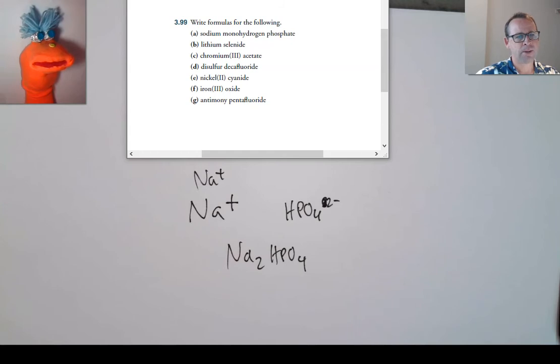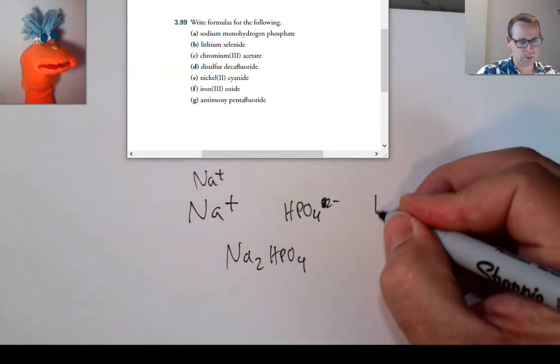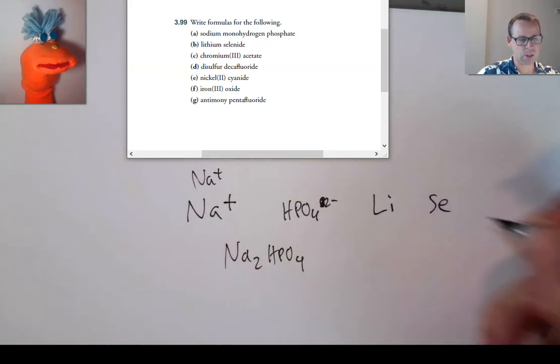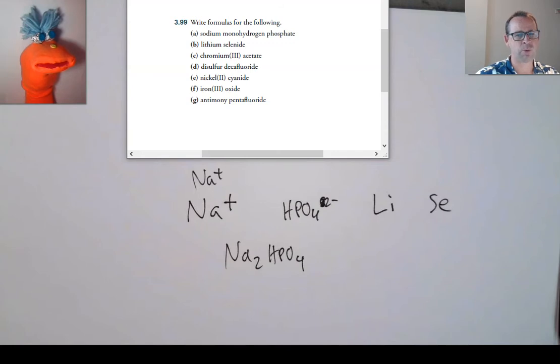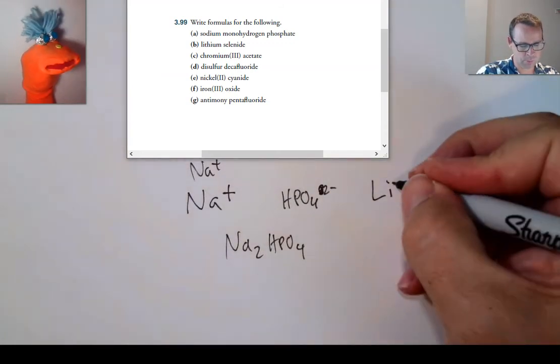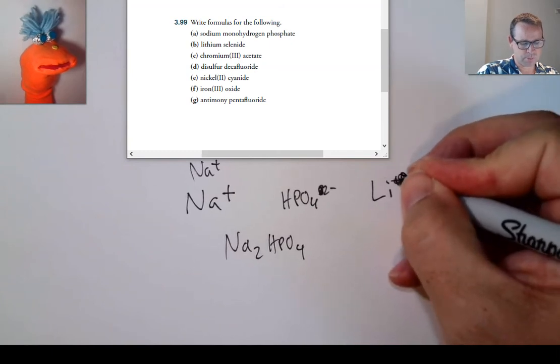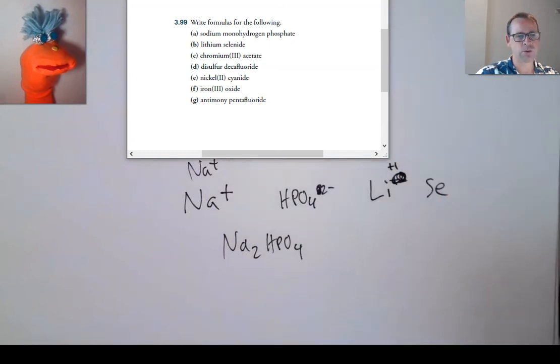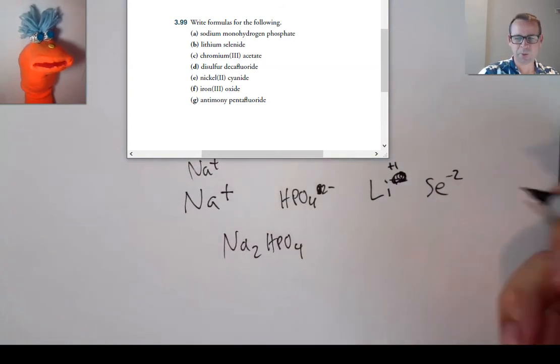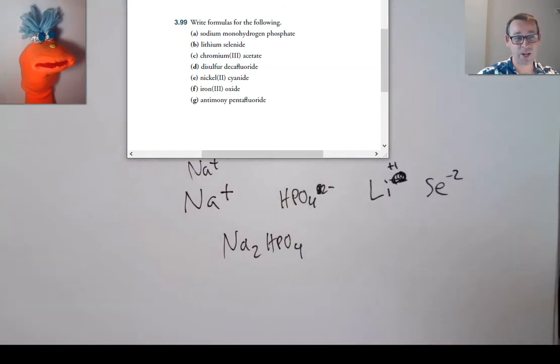Lithium selenide. Selenide, that's selenium, Se, right? That's right. Lithium, Li. So what are our ions that form from these elements? Lithium is a +1. It's in the first column. Selenide is a -2. Very good. Because it's in the 6th column, right?